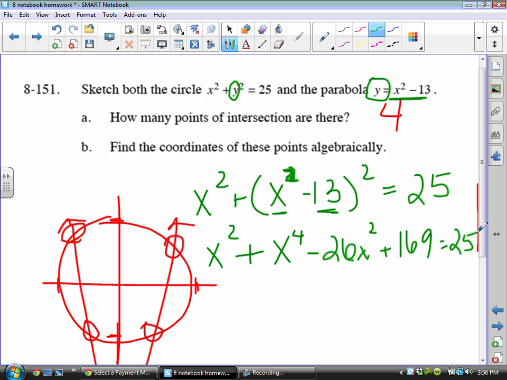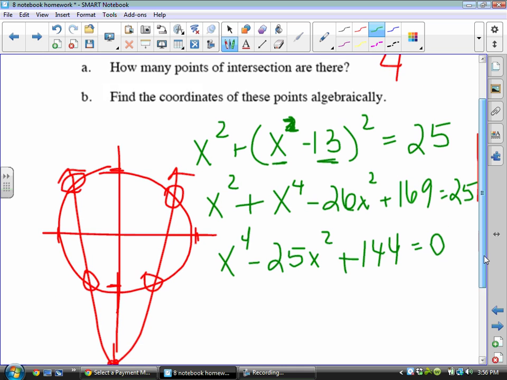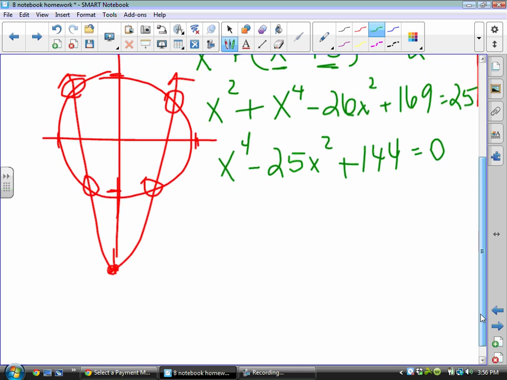So that's what we have so far. If we move everything over to one side, equal to 0, and combine like terms, we'll have x to the 4th minus 25x squared, and if I move that 25 over here, I'm going to end up having positive 144, and that equals 0. I'm trying to find the coordinates, so I want to find what x is. I got rid of the y's, I'm going to solve for x, and then I'll plug that back in. So what we can do here is factor this.